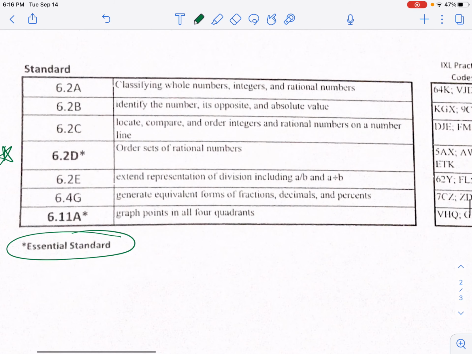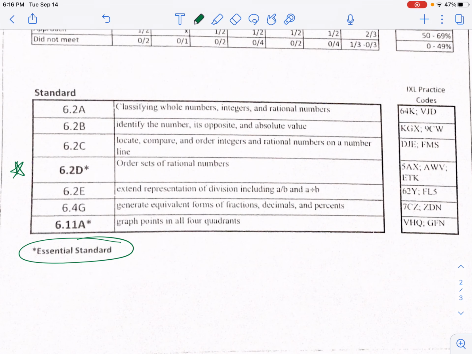So 6.2D is order a set of rational numbers. That's one of those questions where it's like, put these numbers in order from least to greatest. Those are all rational numbers, and you put them in order.